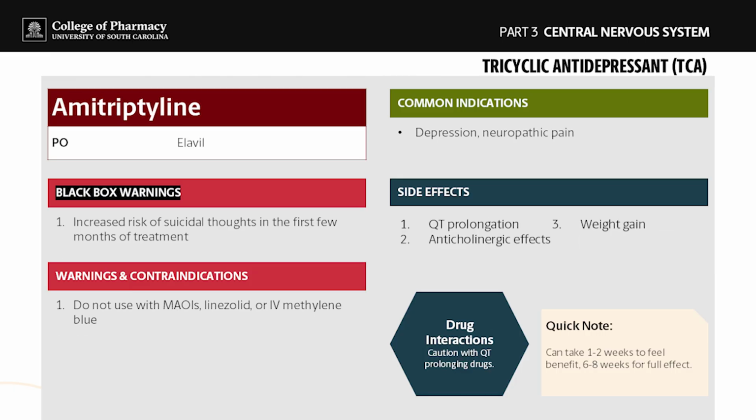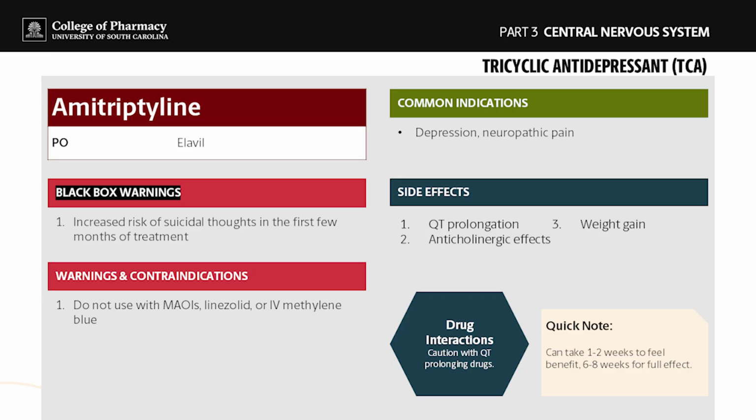Let's look at some other antidepressants, or TCAs. Amitriptyline, brand name is Elavil. And you know what I think about this? It's an antidepressant, Elavil, to elevate your mood. I don't know, that always helped me. But it's used for depression and neuropathic pain. Amitriptyline is used for a lot of things. They use it a lot of times for migraine prevention at a lower dose. But it's an older drug, and it's a good drug. But you've got some side effects: QT prolongation, anticholinergic effects, weight gain. And this too can take a couple of weeks to feel the full benefit, and you've still got that black box warning of increased risk of suicidal thoughts.